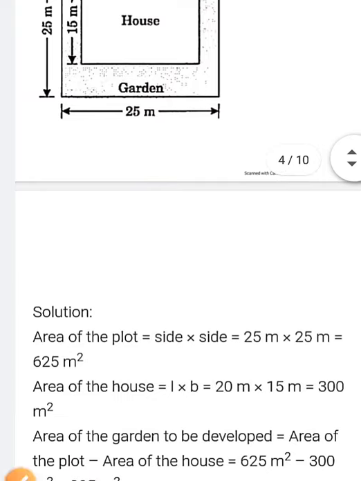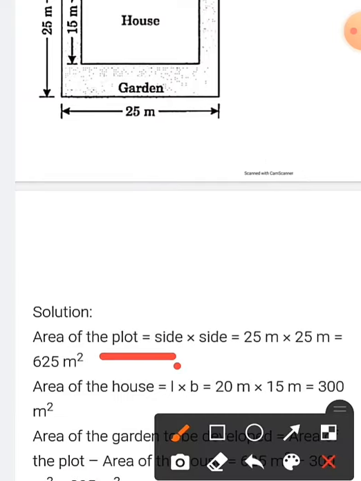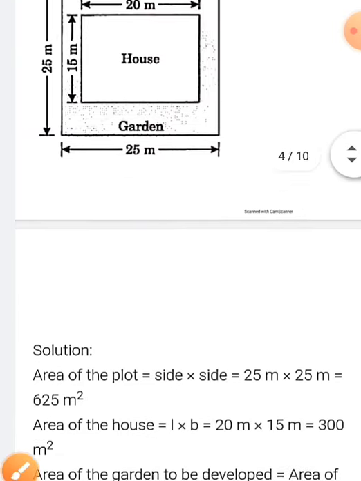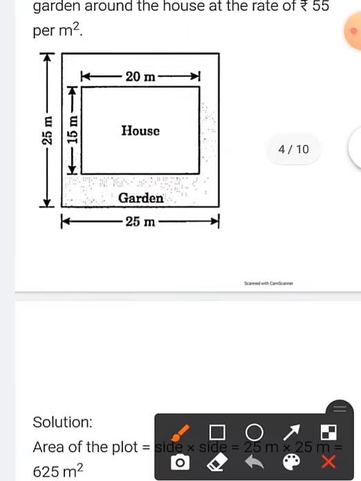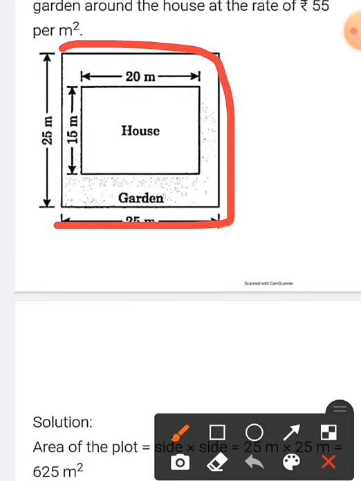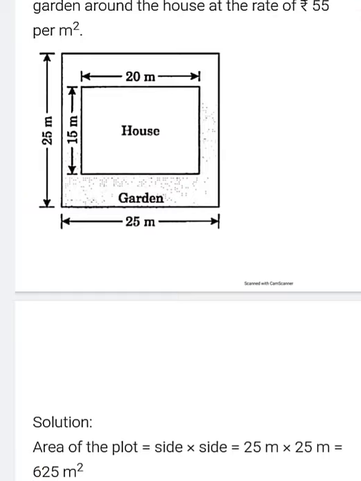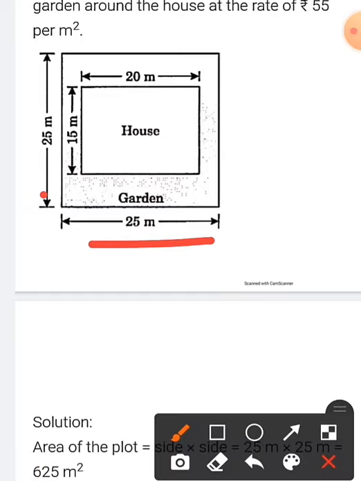So first of all, area of the plot, side into side, area of the plot. So this plot, if you see this plot, this outside part, which shape is it? It is square. Why is it square? Because ये भी 25 मीटर दिया है, ये भी 25 मीटर दिया है. Okay, means all four sides are equal. ये 25 है, means ये भी 25 होगा. ये 25 है, means ये भी 25 होगा, means the shape is square.